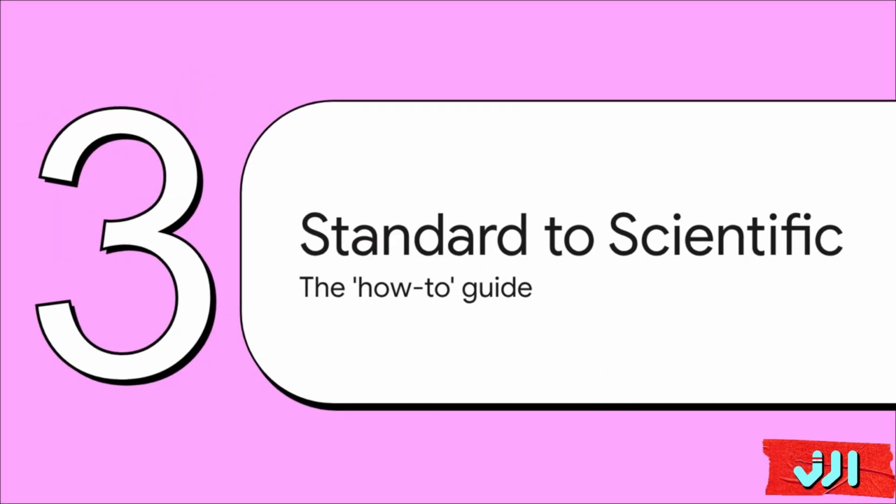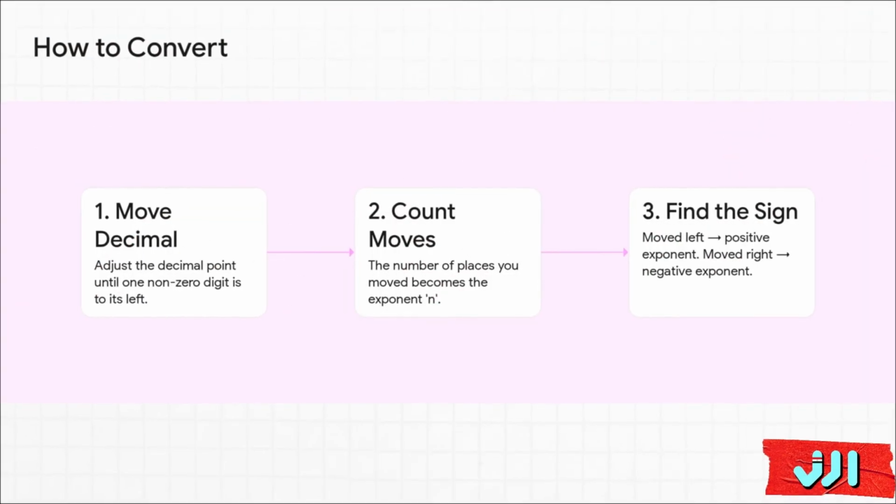All right, enough with the theory. Let's actually get our hands dirty and start converting some numbers. This is where you'll see how simple and powerful this really is. The process is actually super simple. First, you just slide that decimal point over until there's only one digit that isn't 0 to its left. Step 2, you count how many places you moved it. That number, that's your exponent.